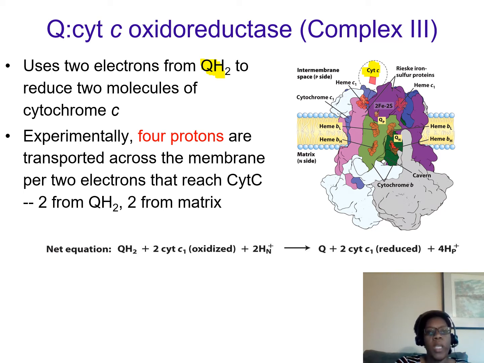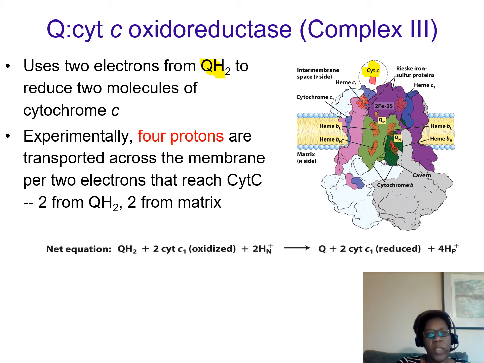Cytochrome C. And so experimentally, we found that 4 protons are transported across the membrane per 2 electrons that reach cytochrome C. So 2 from QH2 from the matrix. And so as we transfer those electrons from QH2, which came from complex 1 and complex 2, we're going to have 4 protons that get pumped across into the P side, into the intermembrane space.